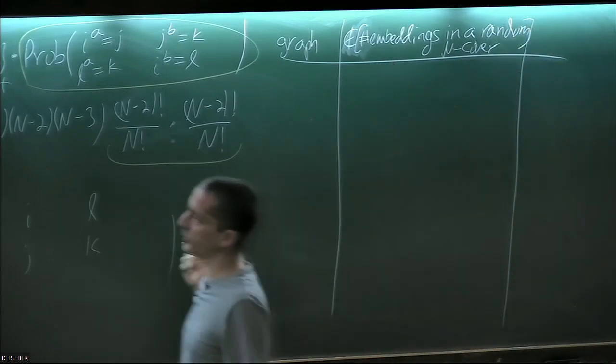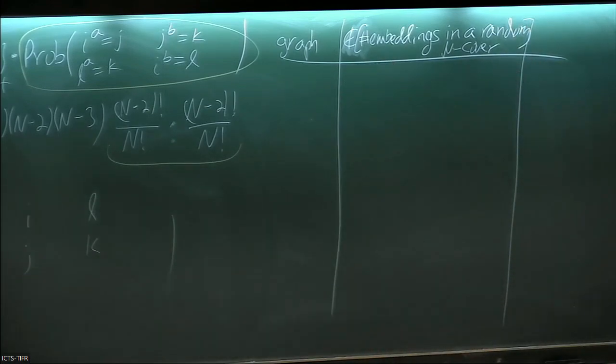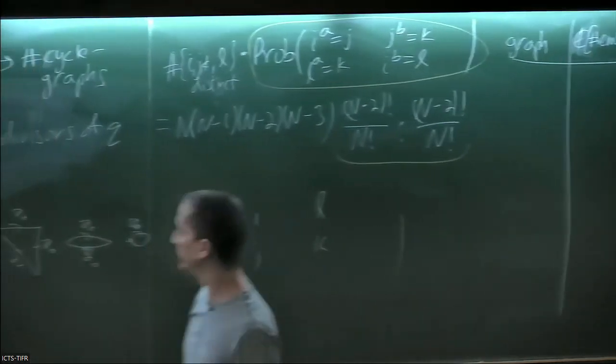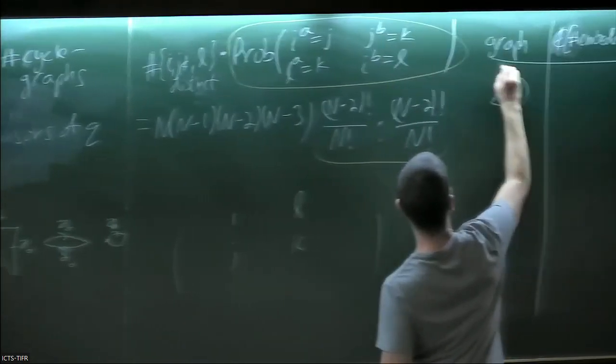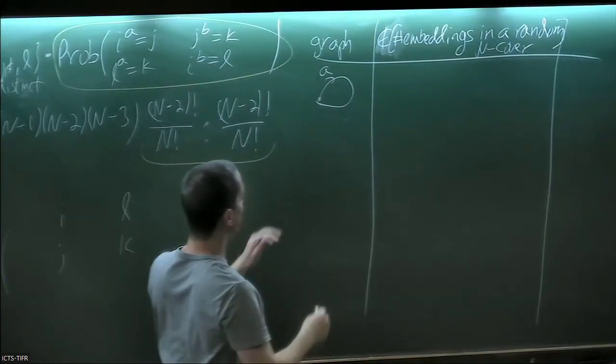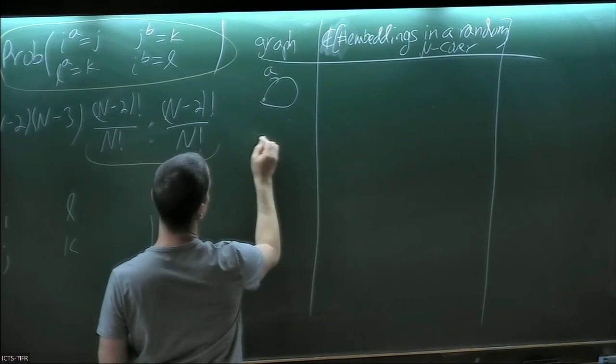Okay, this is just another way to say the contribution to the expected number of fixed points. Remember that this is equivalent to the number of embeddings in the cover. So let's look at three graphs. First, let's look at this graph A.